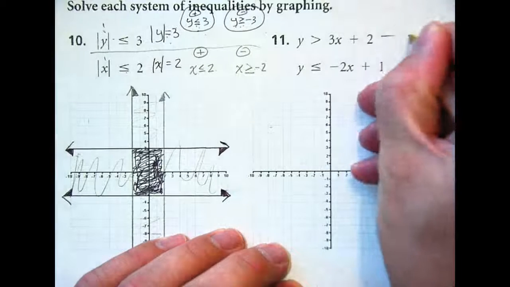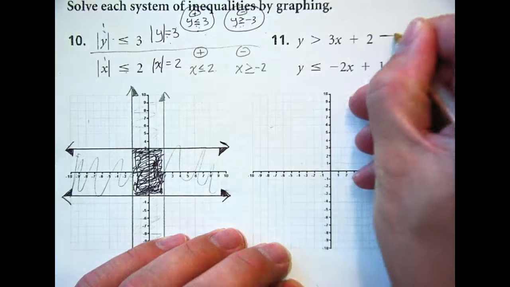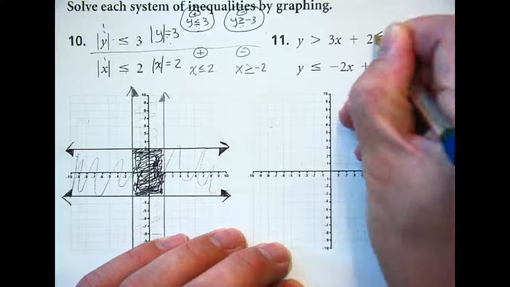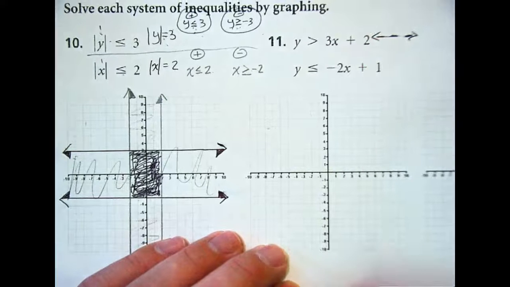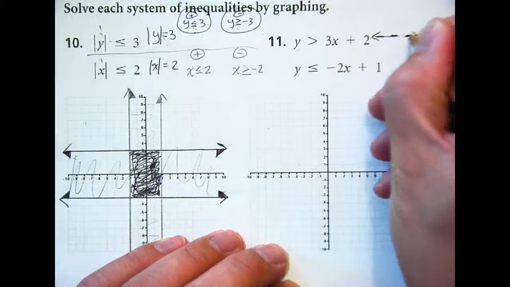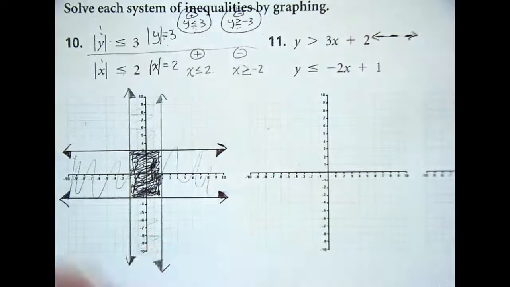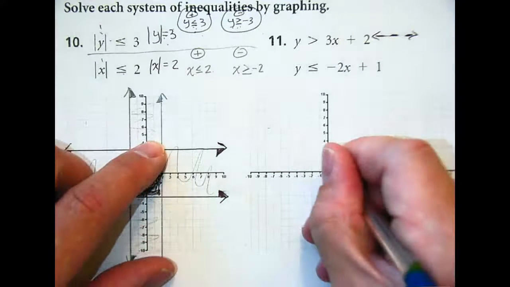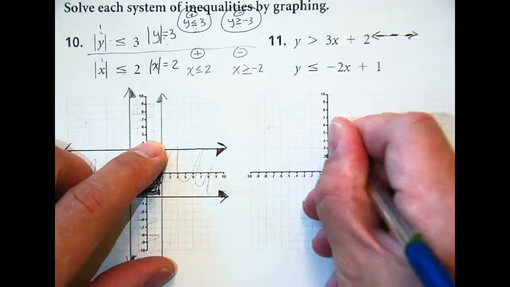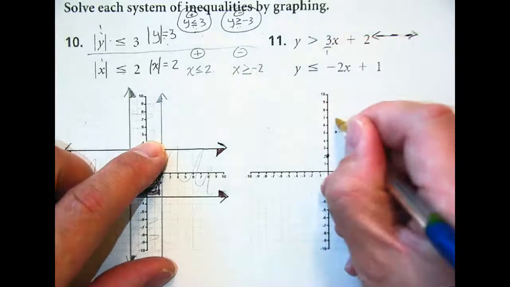All right. We'll graph this one. This one is a dashed line. Right? That one is dashed. Okay, so we go up to 2, rise 3, run 1, so slope is 3 over 1.